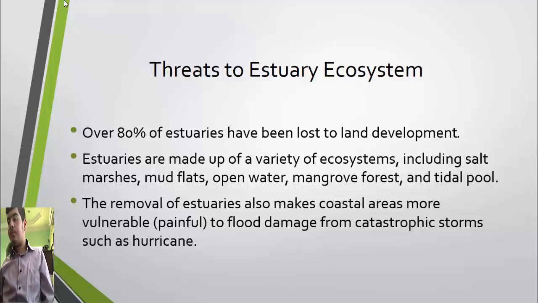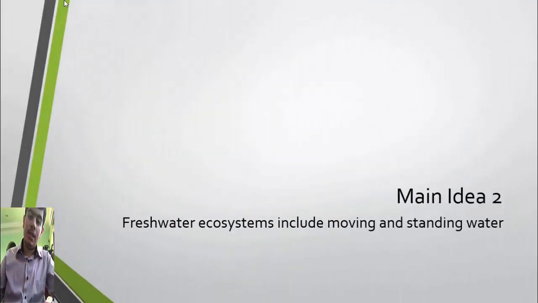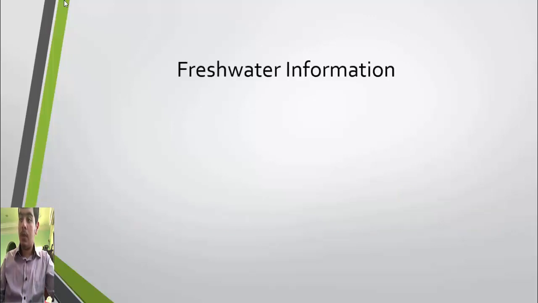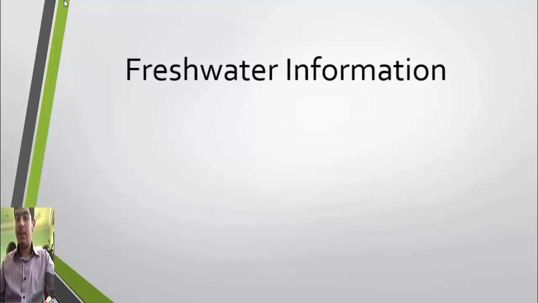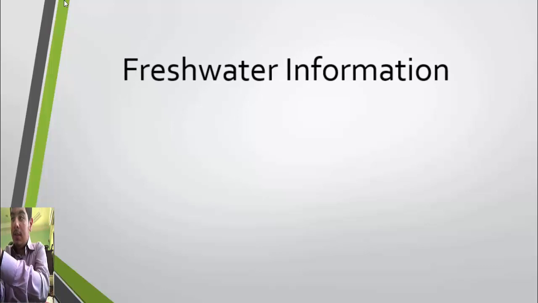So here we are. Second main area. Freshwater ecosystems include moving and standing water. Let's know about freshwater. Let's go deep into it.